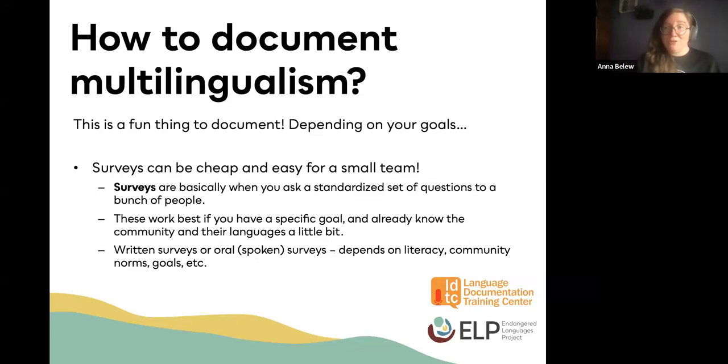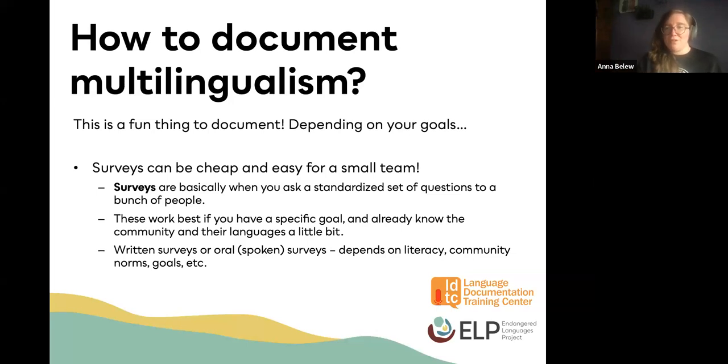Surveys are another pretty good first step for looking at multilingualism. So this is basically just when you ask a standardized set of questions to a bunch of people, right? It could be 3 questions, it could be a longer survey, and it could be written or it could be spoken. You could just go up to people and be like, can I ask you 3 questions, right? What languages do you speak? Where did you learn them? And what do you think about them? Or you could do it in a written form and mail out surveys or have them available in an event, whatever is easiest and most comfortable for folks in your context.